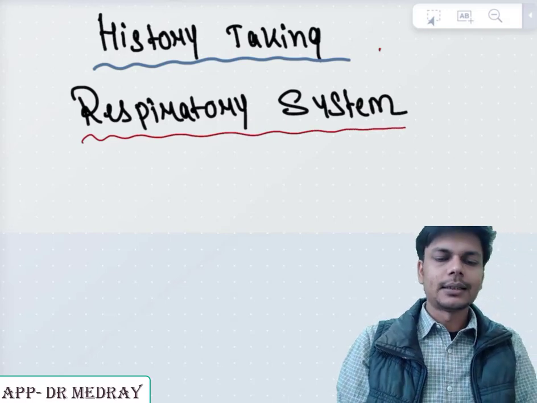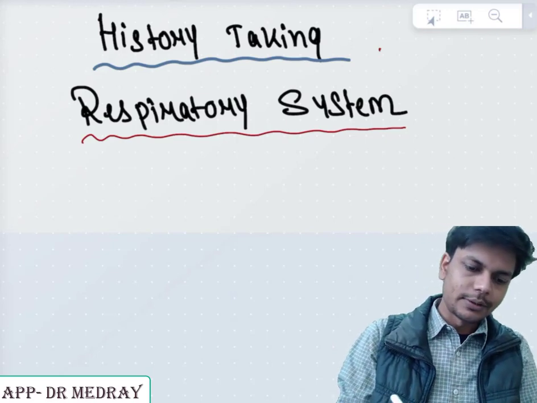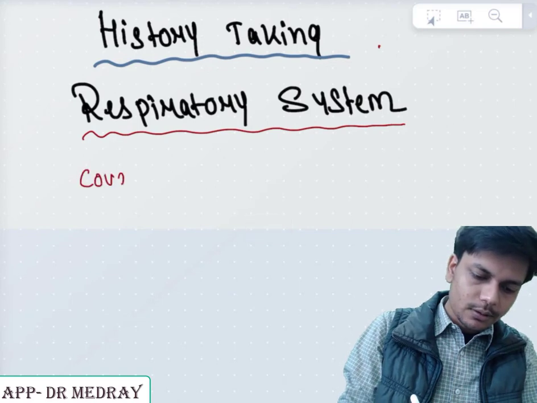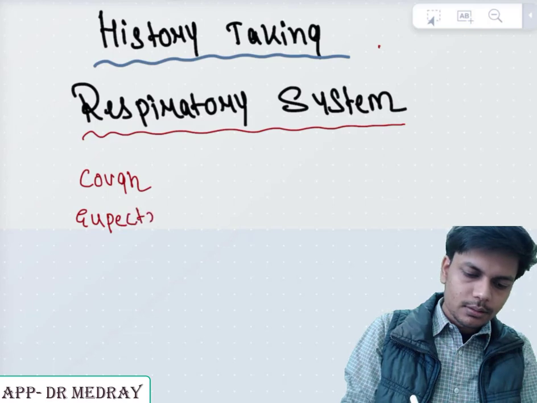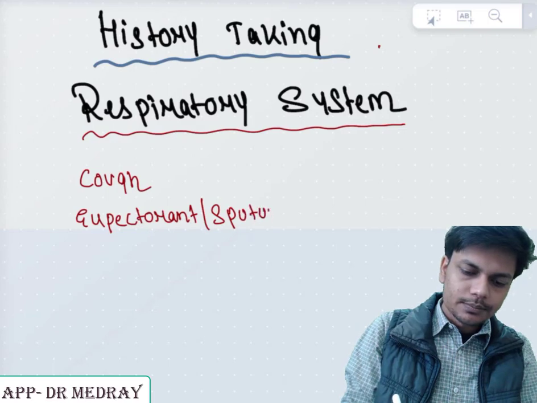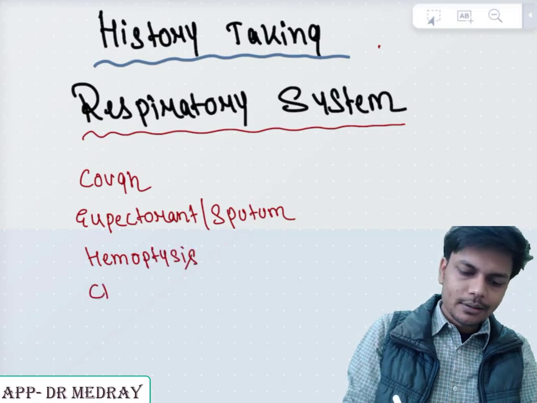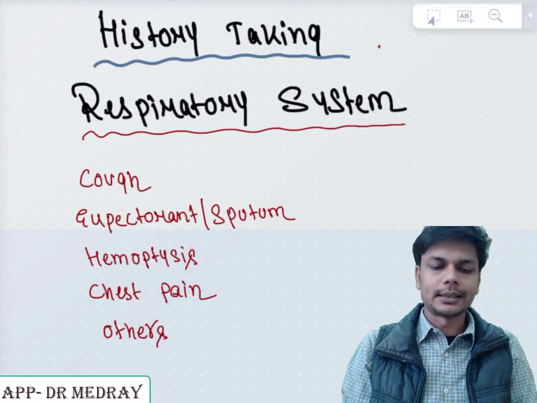on history taking in respiratory system. Respiratory disease can present to us with a wide array of symptoms like that of cough, expectorant or sputum, hemoptysis, chest pain, and other symptoms which we will discuss later.